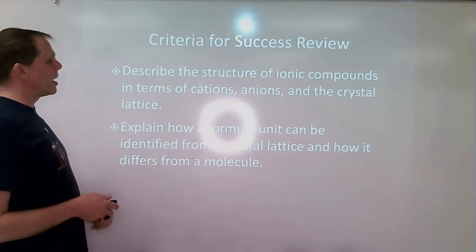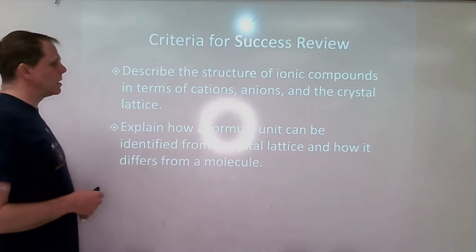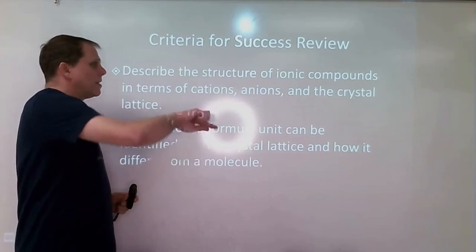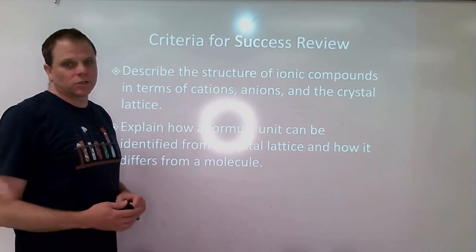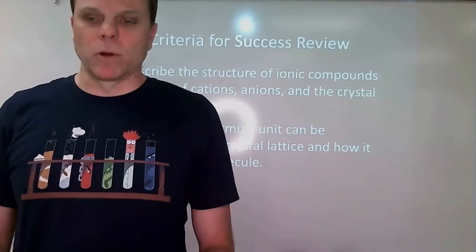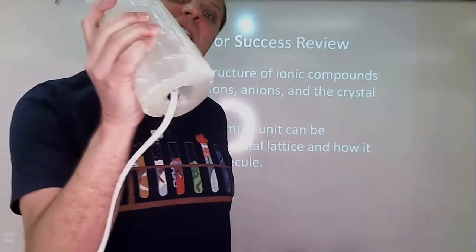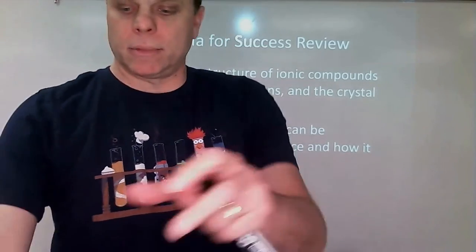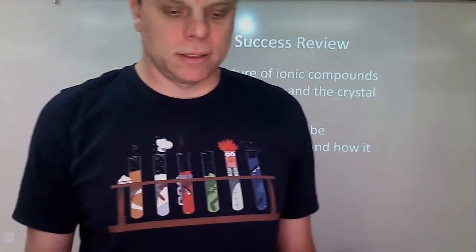Describe the structure of ionic compounds in terms of cations, anions, and the crystal lattice. Ionic compounds are made up of cations and anions, and they form a crystal lattice structure, and you get something really cool like selenite, calcium sulfate, I think.